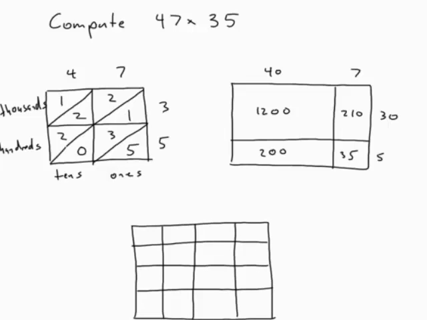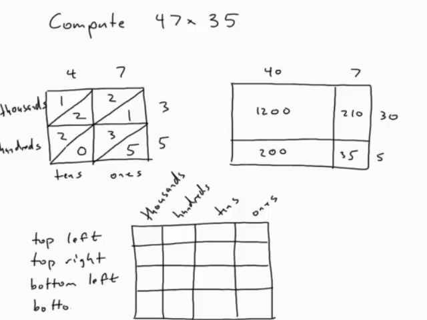Across the top of the grid, we will label the place values. And down the left-hand side, we will label the positions. And now we will fill in the digits from the lattice multiplication using zeros as placeholders for the larger numbers.